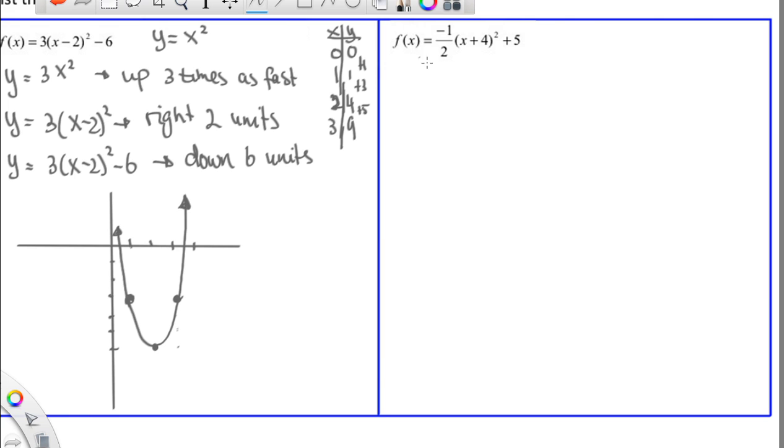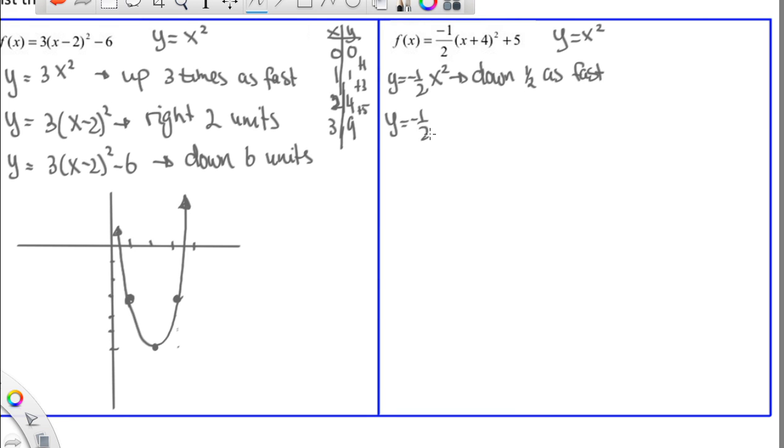Okay, how about this one? So again, comparing it to y equals x squared. If I compare that, then the negative half x squared means it's down half as fast. Sorry, slow a little bit today.